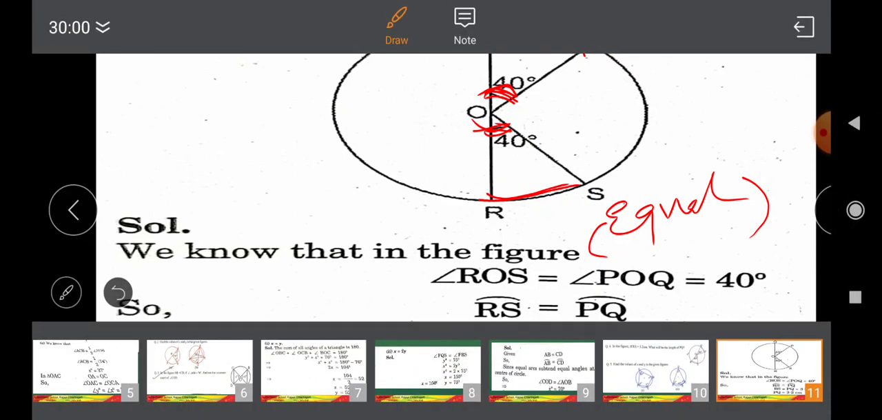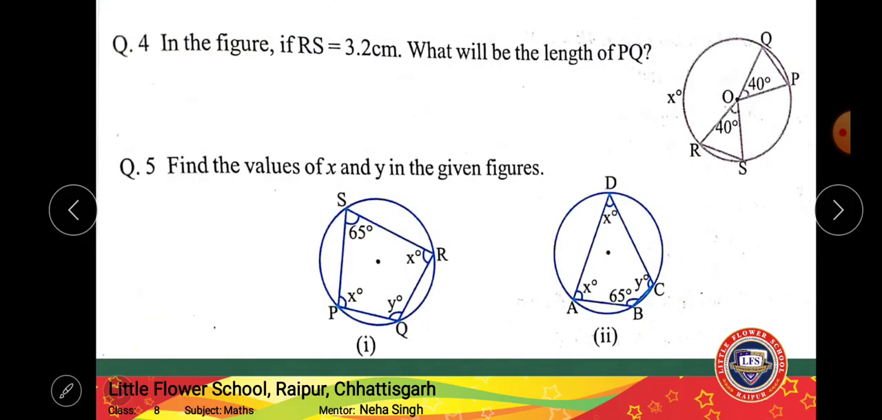This was the fourth question we have done. Moving on to the fifth question. Values of X and Y are given. You need to find the values of X and Y. Only one angle, 65 degree, is given.